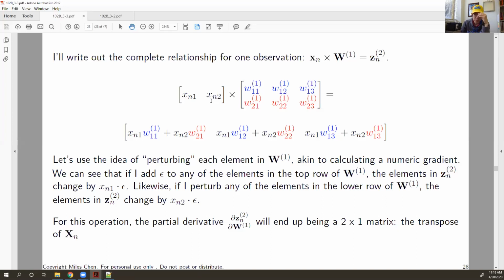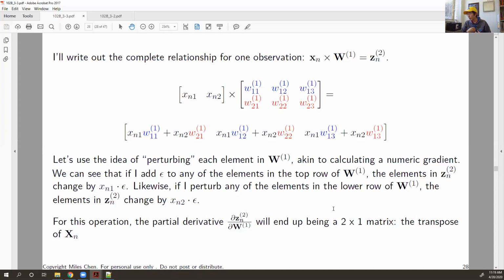So really, there's only two things that change. So you change any value on the top row and it changes by this. Change any value on the bottom row and it changes by this. So the partial derivative of z2 sub n with respect to W1 ends up being a 2 by 1 matrix. Okay, it's just going to be the transpose of x_n, which is going to be kind of a 2 by 1 matrix with the elements x_n1 and x_n2.